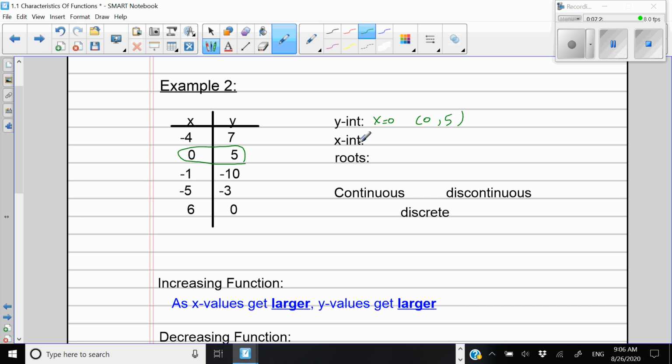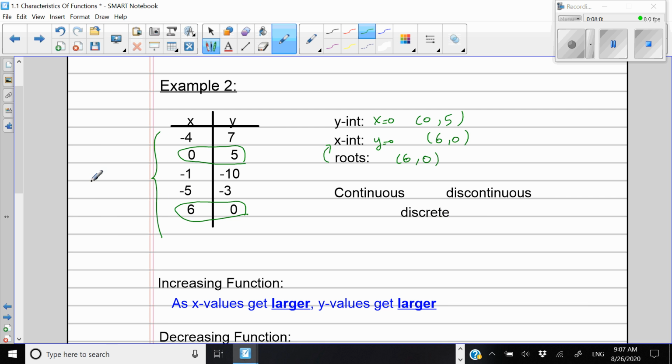Now, what is the x-intercept? We know that if we have an x-intercept, then y is equal to 0. So I need to look for a pair that has y equal to 0, and that's here. So I can say the x-intercept is (6, 0). What are the roots of this relation? We know that the roots are the same as the x-intercept. So I'm going to say the same thing that I had as the x-intercept. This is going to be my root as well. Now, is this function continuous, discontinuous, or discrete? This is going to be discrete.